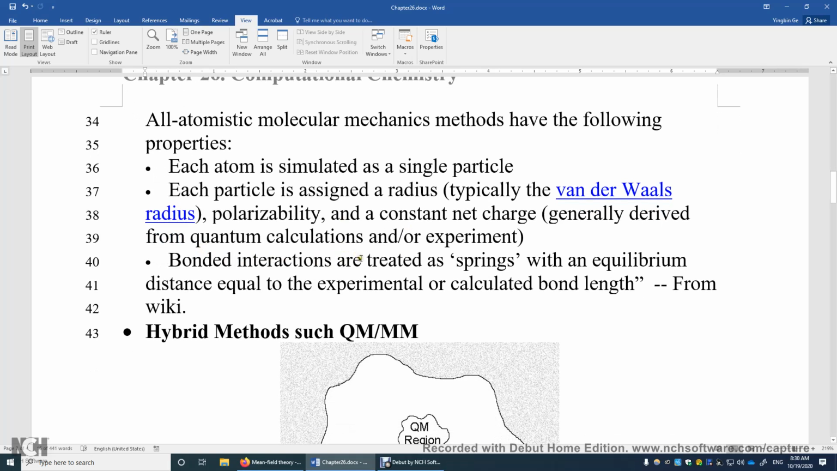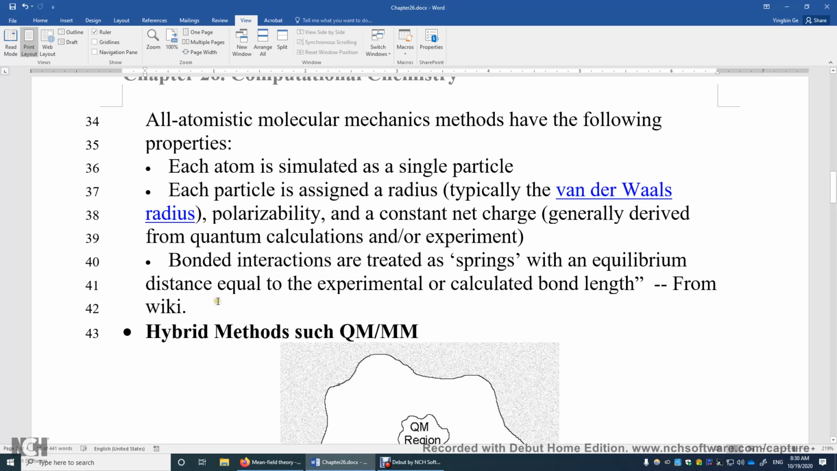The bonding interactions again are treated just as springs, not just the bonds, but the bond angles. The change of the bond angles is also treated like the stretch of springs as well.